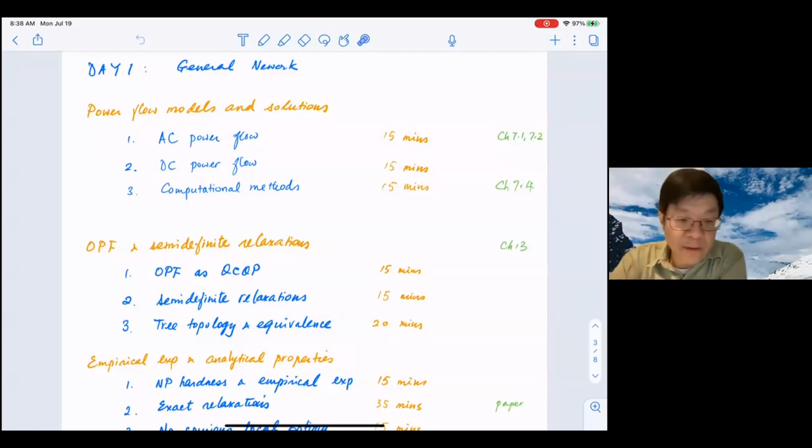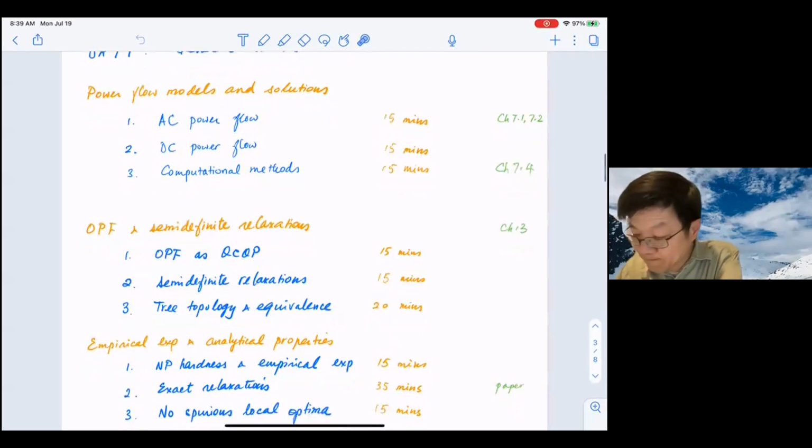The second block talks about OPF. We formulate OPF as a quadratically constrained quadratic program (QCQP), and semi-definite relaxations of these QCQPs. And then we look at how the different relaxations might be related. In particular, when we have a tree topology, some of those relaxations are equivalent.